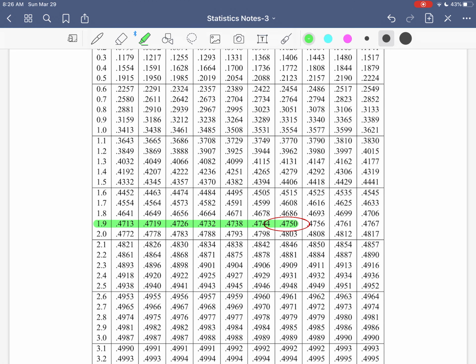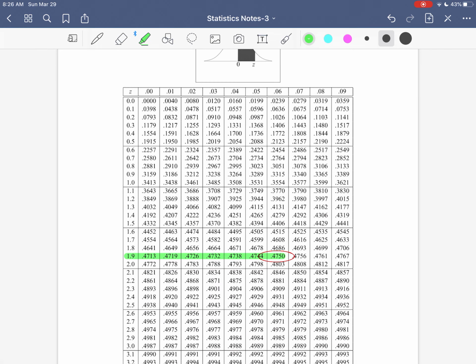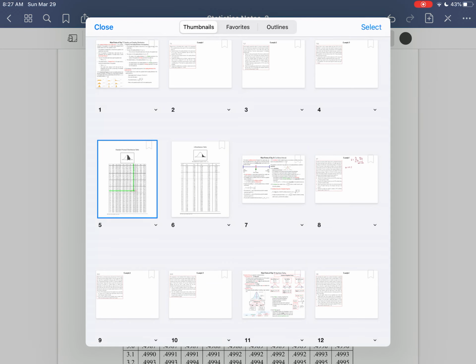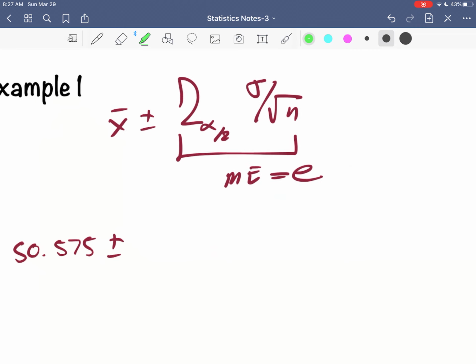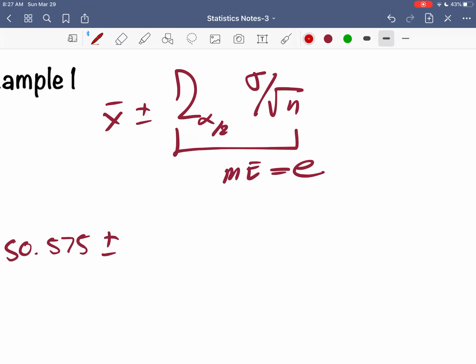So on the vertical, I have 1.9. On the horizontal, I have 0.06. So together, that's 1.96. That is my standard normal value. Just go ahead and put it in red, 1.96. And then the rest of the problem is simply plug and play.